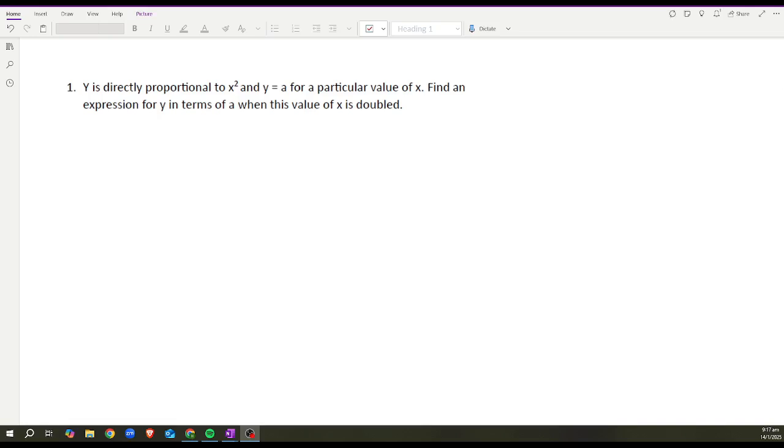This question is on the topic of direct and inverse proportion. It's quite an important question, and the presentation has to be quite precise, so I will try to be as accurate as possible.